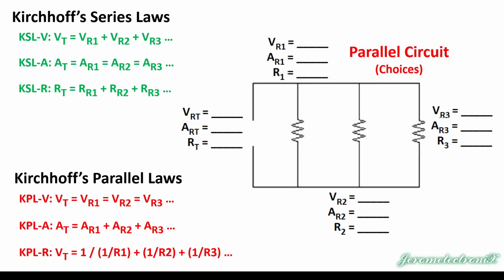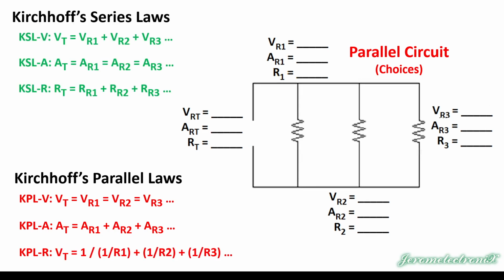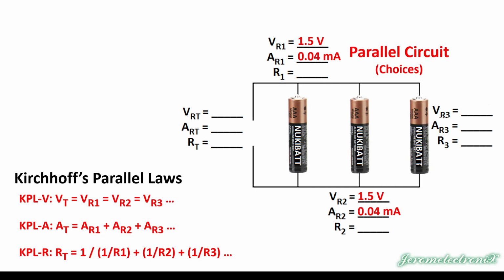Parallel circuits. Again, choices. The electrons have choices here. And instead of those resistors, we're going to put in Nuki bats. This first Nuki bat gives 1.5 volts and 0.04 milliamps, just like before. So does this one, and so does this one. Okay. And if we want to know the total voltage, KVL says, if you know one, you know them all.